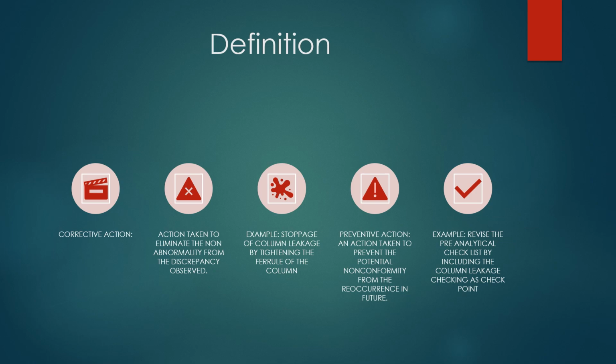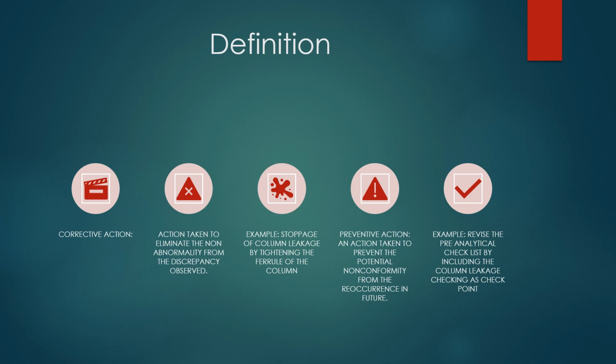So, what is corrective action? Action taken to eliminate the non-conformity from the discrepancy observed. The corrective action is the immediate action we need to take to eliminate the non-conformity from the discrepancy. For example, if there is any column leakage, by tightening the ferrule, we can stop the column leakage. So we can avoid the unwanted results from the HPLC. That is the immediate corrective action.